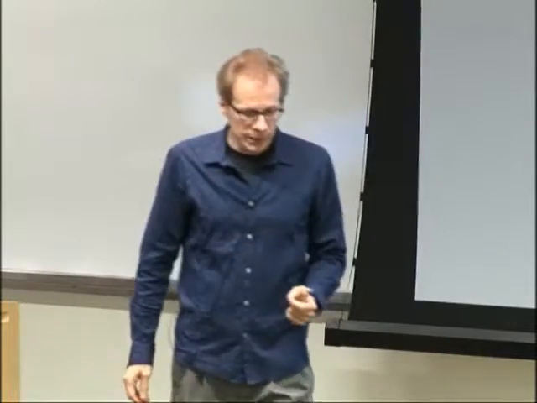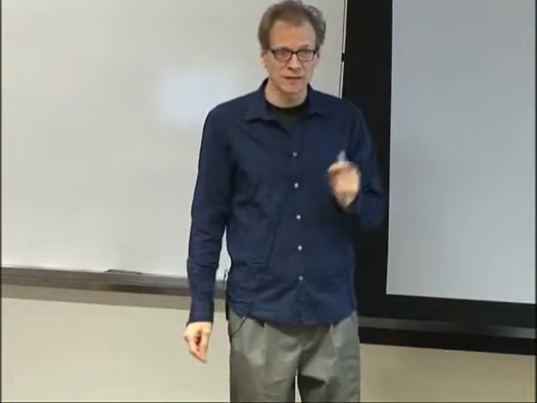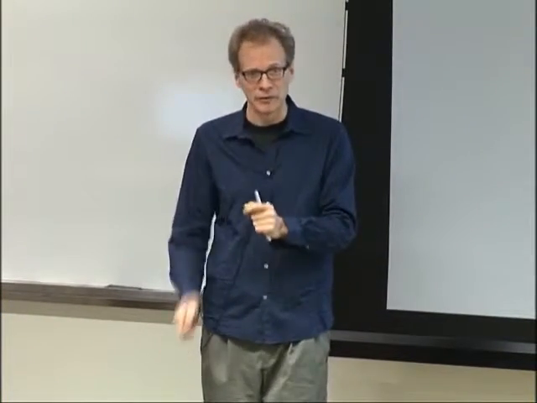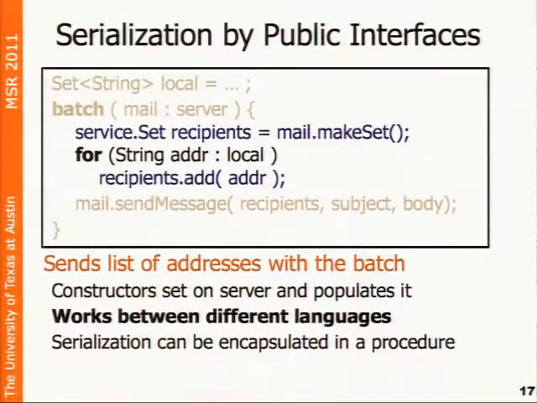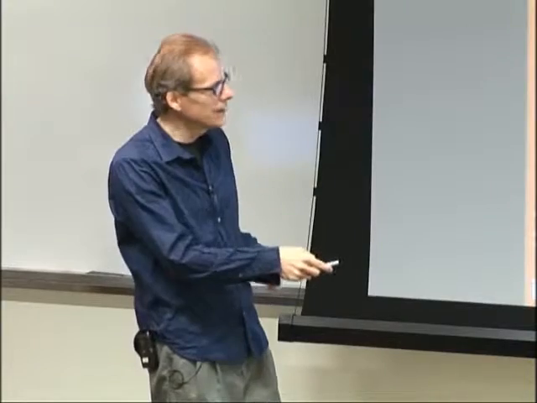Well, it's okay though, because we can call factory methods on the server. We can actually construct a remote set, a set on the server, and populate it with values. So the server interface can provide any interface it wants. And so what we have to do is tell the server, make a set. And then iterate over the local state and populate it, copy the local names into the remote set. Then we can send the message.